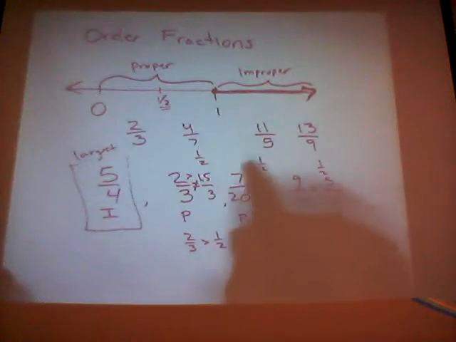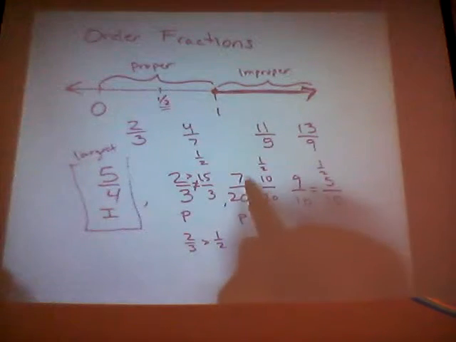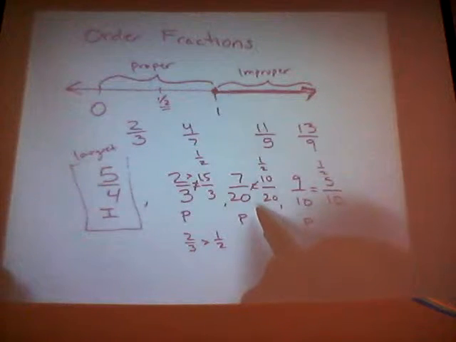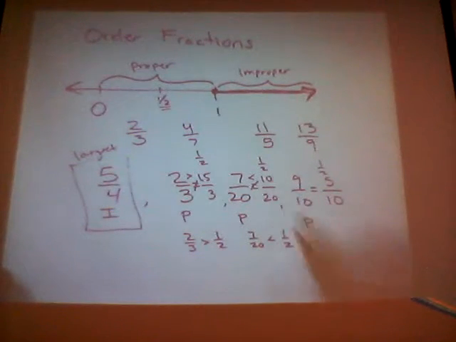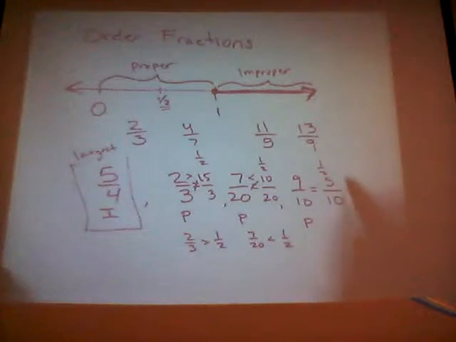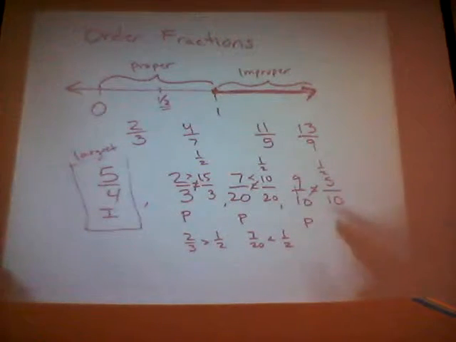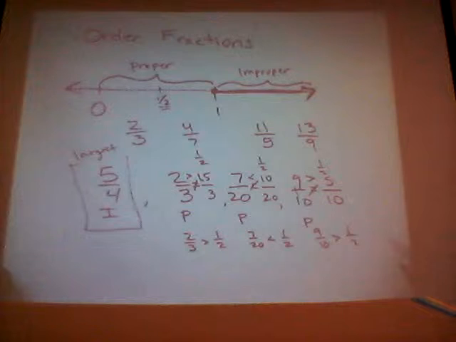And this numerator is bigger than 1/2, which means 2/3 is greater than 1/2. Now, when I compare these guys, we have a fraction that's equivalent to 1/2. Is 7/20 the same as 10/20? No, they're not. And in fact, 7 is less than 10, so that means 7/20 is less than 1/2. And here, we have this fraction equivalent to 1/2. 9/10 and 5/10 are not the same thing. And 9 is actually greater than 5, which means that 9/10 is greater than 1/2.